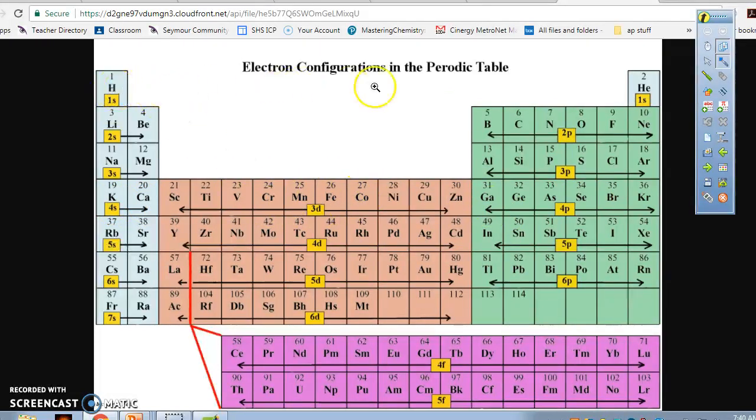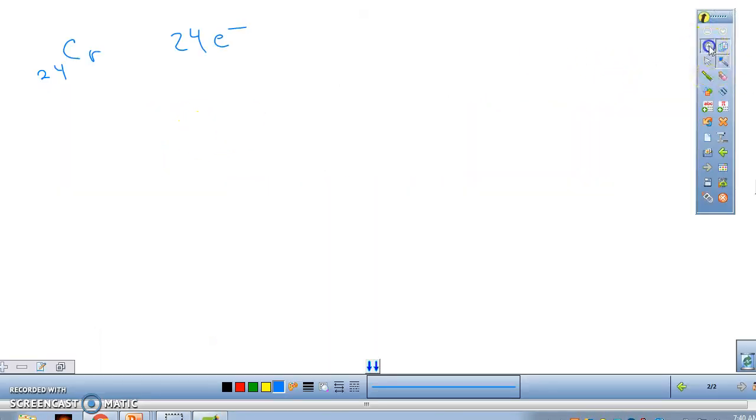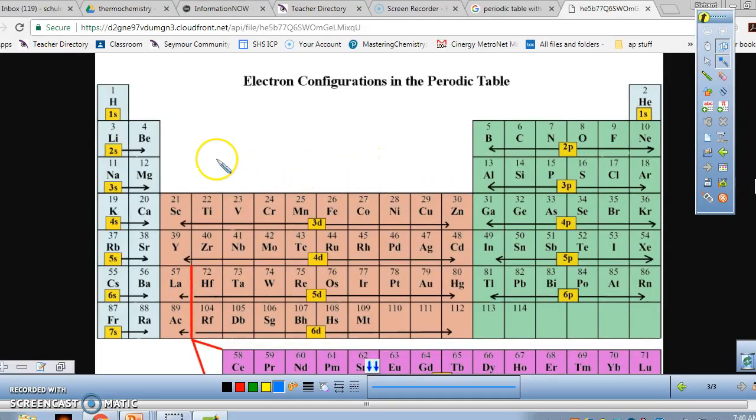So we're going to go back to our page, and actually, let's just put it right in here. We've got plenty of room. So we'll just write that right in here, and when we do, the first configuration is going to be 1s2, and then 2s2 is going to come next. These top numbers are going to have to add up to that 24 for chromium. Then 2p comes next, and we can have 6 of those.